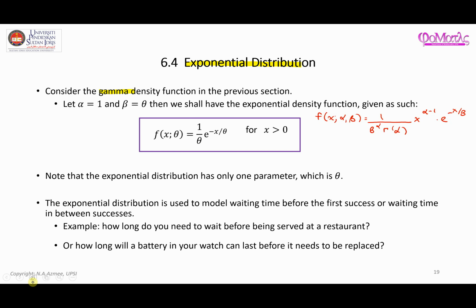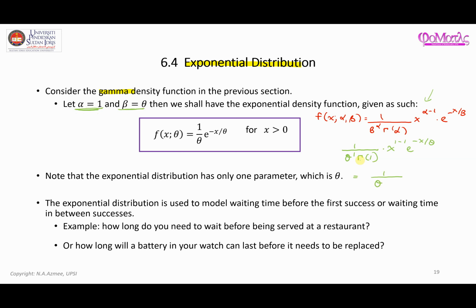Now if you let alpha equal 1 and beta equal theta for this density function given here, then beta is going to be theta, alpha is going to be equal to 1, gamma function of 1, and here we have x to the power 1 minus 1, e to the negative x over theta. So we are letting alpha equal 1 and beta equal theta, and this result here is equal to 1 over theta.